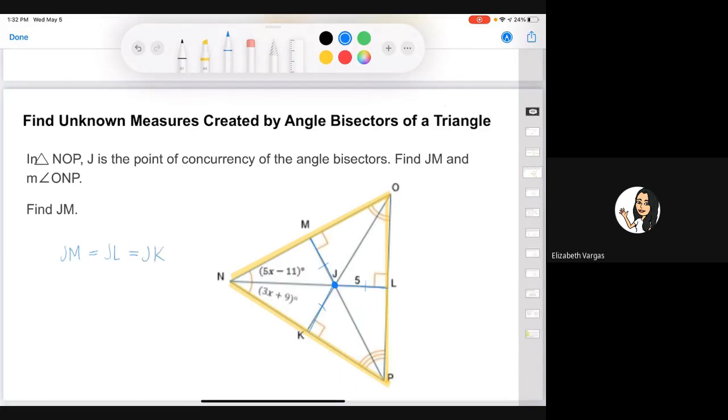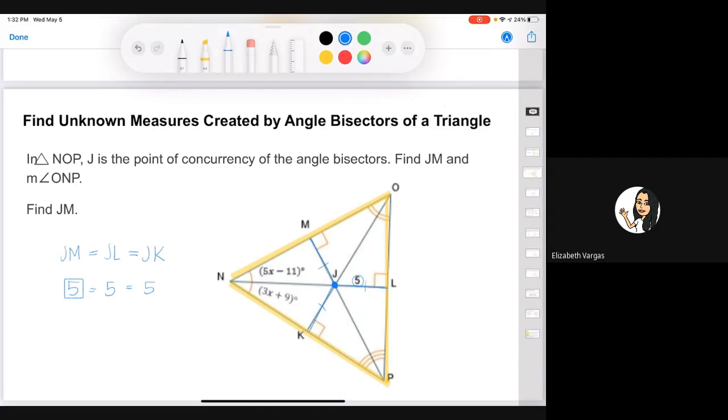Right? And so we're able to find JM because we're told that JL is equal to 5. Well, if JL is equal to 5, then JK is also equal to 5, and JM is also equal to 5. And so when we're asked to find the distance of JM, it will be equal to 5.